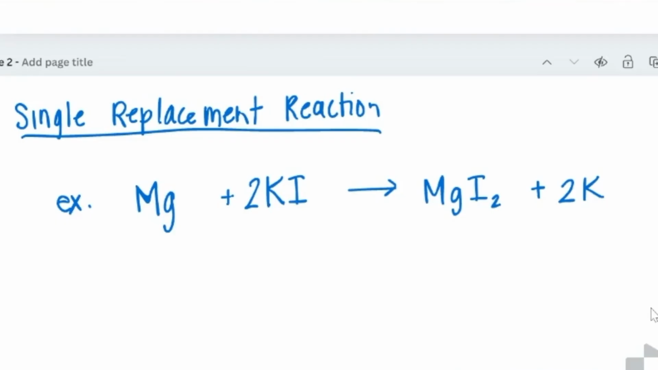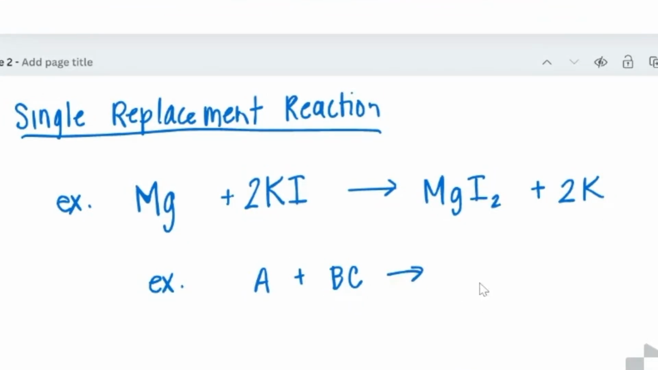All right, with a single replacement reaction, you may need to use your activity series in order to determine if the element is strong enough to kick the other element out of the compound. If you're looking for a general reaction scheme, you will see that you have some element A and some compound BC.